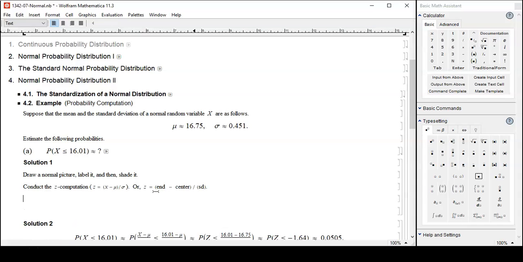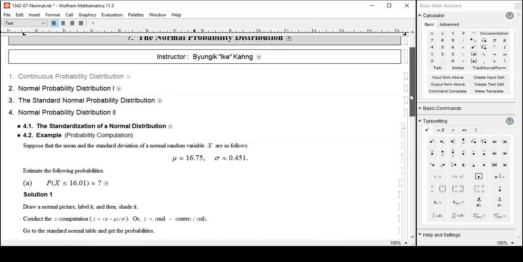And step 3, go to the standard normal table and get the probabilities. If you just need one probability, great, that one. If you need multiple, then get multiple, and you may have to do some computation with those. That's the procedure. Ready?